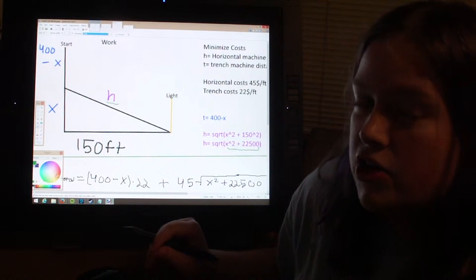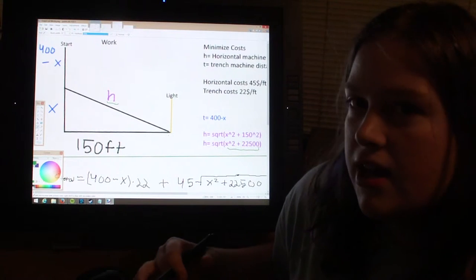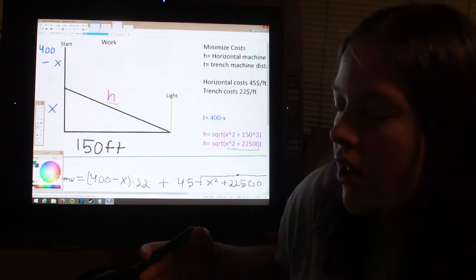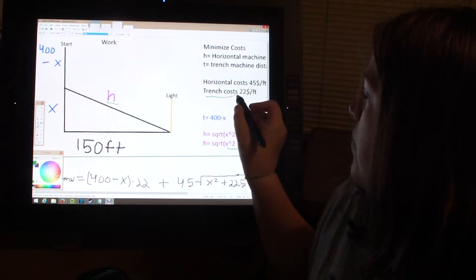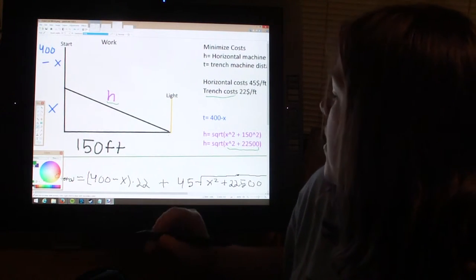The horizontal machine costs more. It costs $45 per foot. The trench machine costs $22 per foot. So we're going to try to use as much of the trench machine as possible, since our goal is to minimize cost for our company.